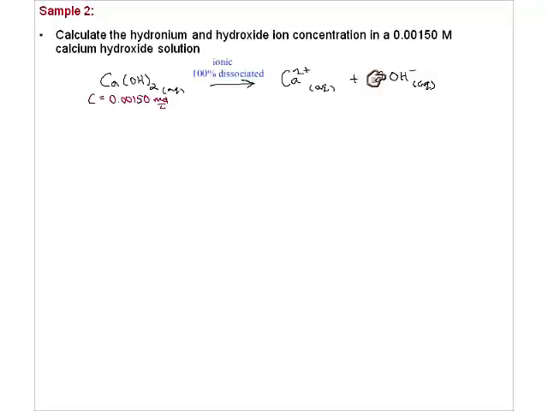The hydroxide ions are going to be quite large in concentration. The hydronium, which is only coming from water, should be quite low. After all, this is a base. It's going to have basic properties. So let's have a look at it.